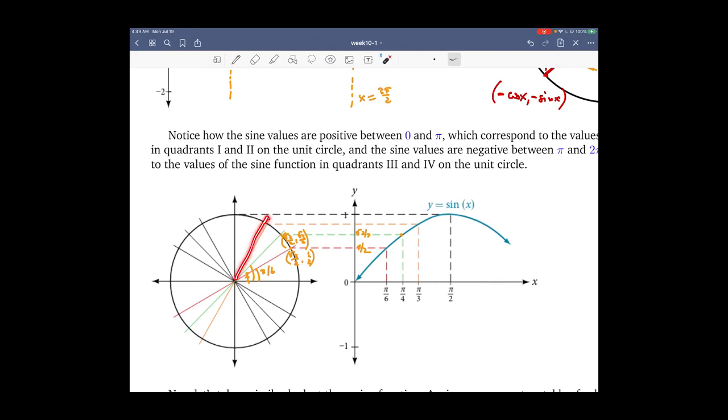Much like this angle is pi over 3. And so the coordinates of this point are 1/2, root 3 over 2. And since the y-coordinate of this point is root 3 over 2, the corresponding point on the graph of sine x has coordinates pi over 3, root 3 over 2. This angle is pi over 2. The coordinates of this point are 0, 1. And the corresponding point on the graph of sine x is pi over 2, 1.